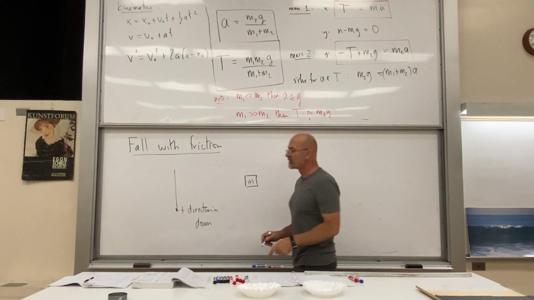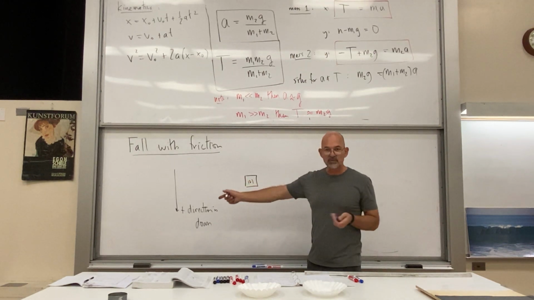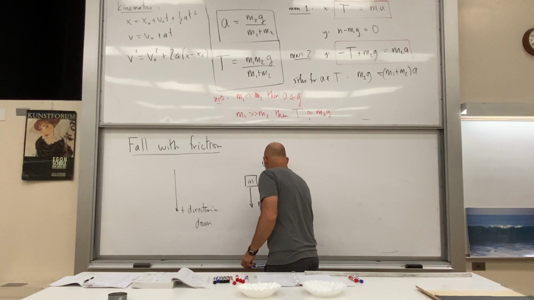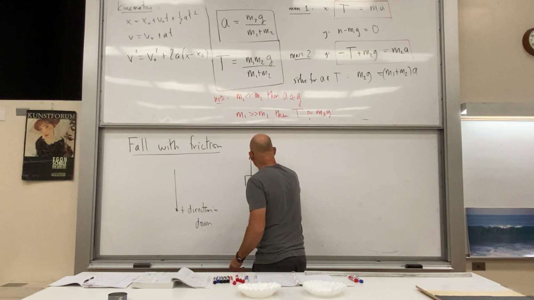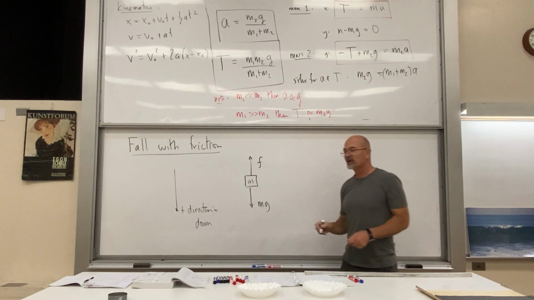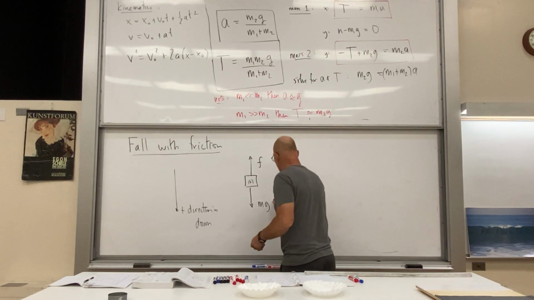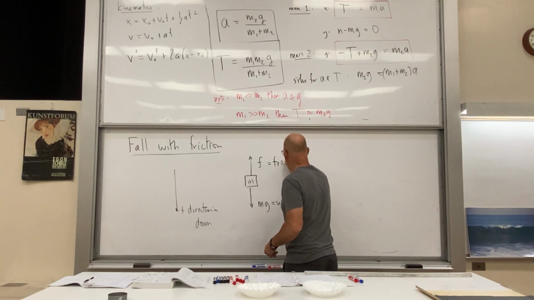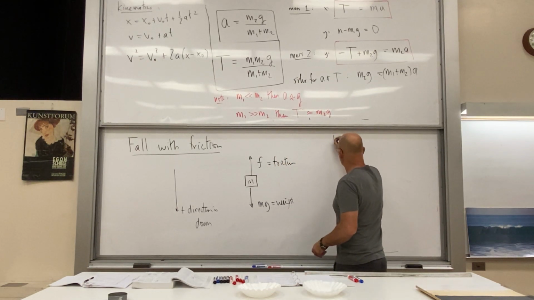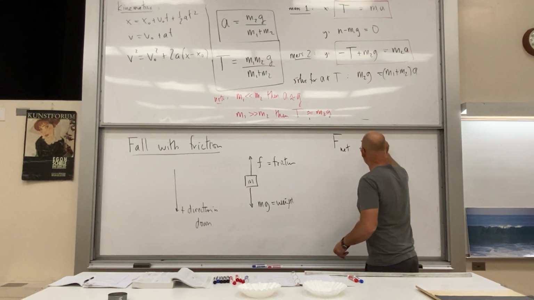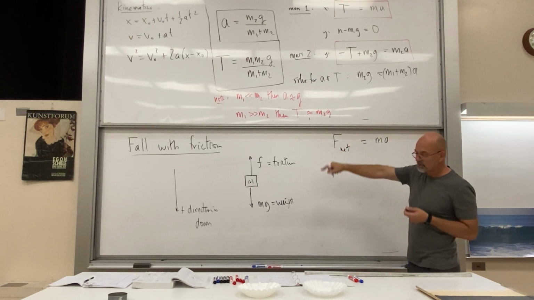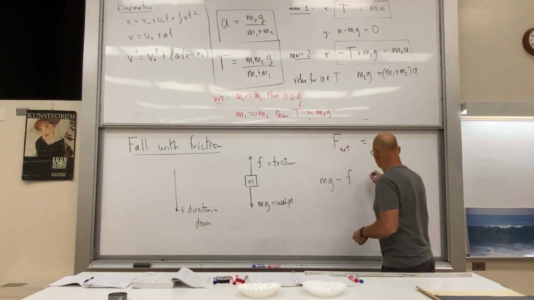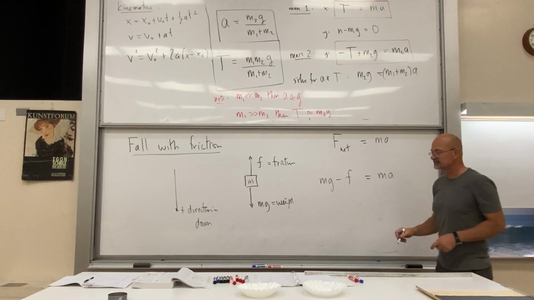Just for simplicity, I'm making the positive direction down because that's the direction we're accelerating in. And now let's have mg, and here we have the frictional force. I'm just going to call it lowercase f again. So this is the weight, of course. This is the friction. And we have net force equals mass times acceleration. Positive direction is down, so we have mg minus f equal to m times a. Simple enough.